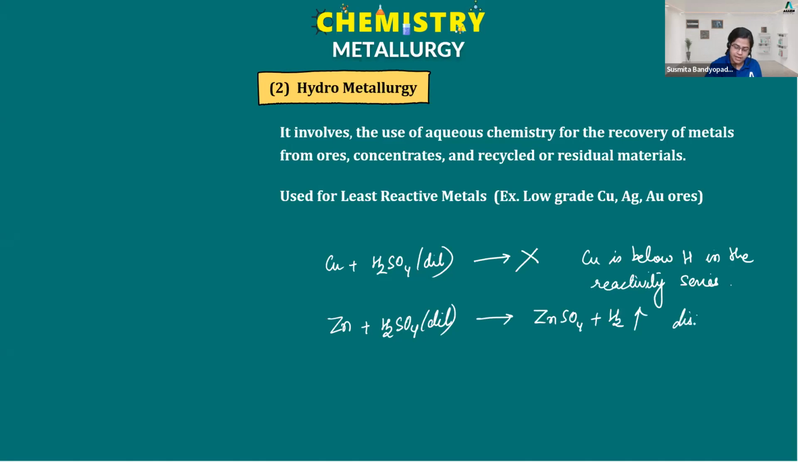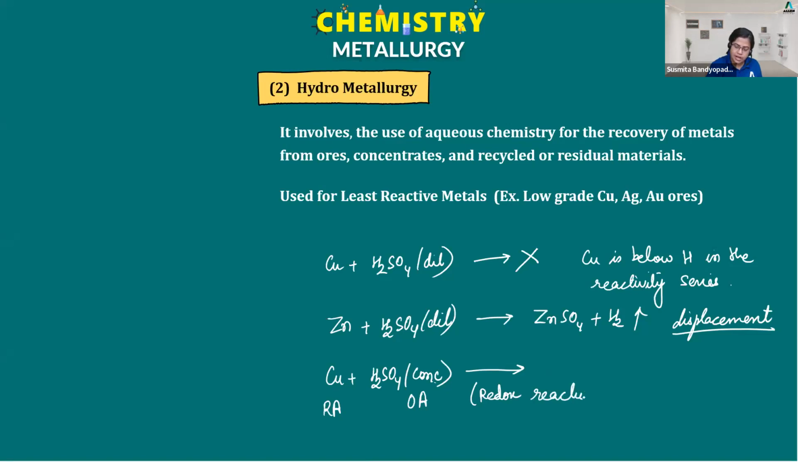So what is happening here? Displacement. But copper can react with concentrated H2SO4 because when it is reacting with concentrated H2SO4, only displacement is not the deciding factor. Reactivity series, displacement, deciding factor. When it reacts with concentrated H2SO4, it is acting as an oxidizing agent. So this is the oxidizing agent, this is acting as a reducing agent. And they are participating in yesterday's discussion actually. Redox reaction. So when copper reacts with concentrated H2SO4, in spite of the fact that copper is below hydrogen in the reactivity series, it is right now not undergoing any displacement.